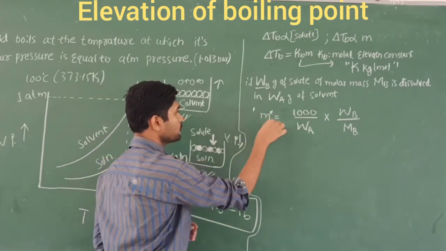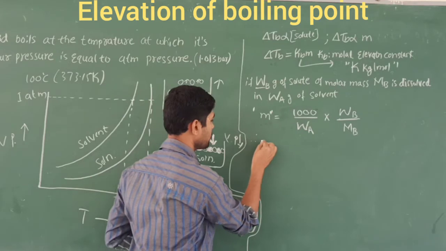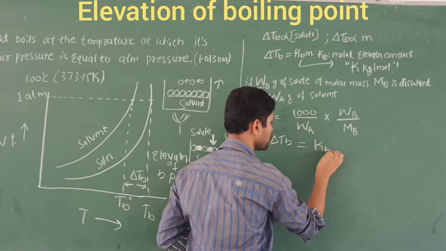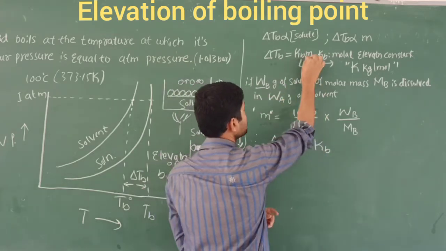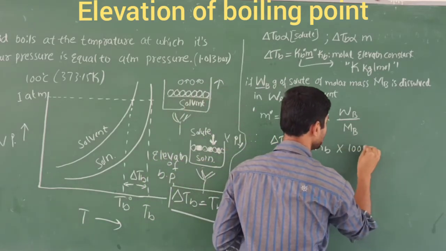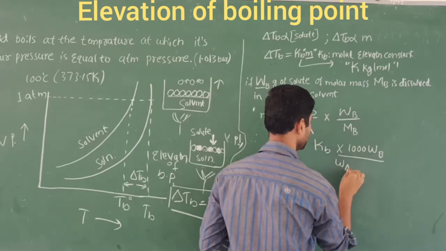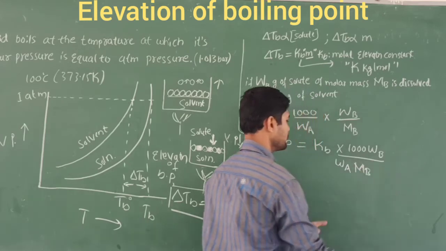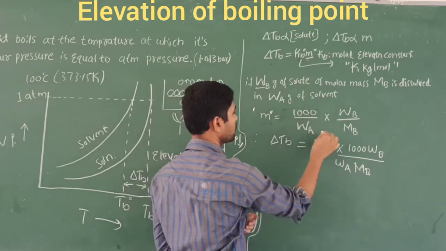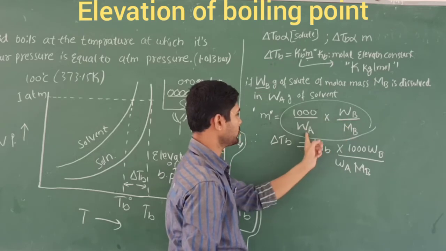Now substitute this molality value in this formula, that is delta Tb is equal to Kb into m. Therefore, delta Tb is equal to Kb, this is called the molal constant. This m is called molality. What is this molality now? You should substitute here 1000 into WB divided by WA into MB. So delta Tb is equal to Kb into the value of m. Just substitute here 1000 into WB divided by WA into MB.